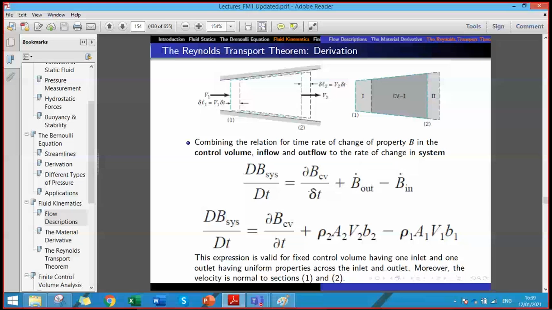This expression is valid for a fixed control volume because we have defined that it is a fixed control volume, and this is only valid for one inlet and one outlet. If there are more than one inlet and more than one outlet, what we'll do? We'll talk about the net. We'll combine the sum of all the inlets, and we will combine the sum of all the outlets, and then we'll make them one inlet and one outlet. Clear?